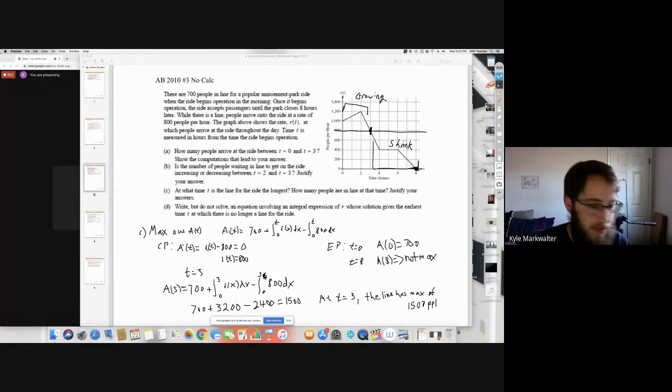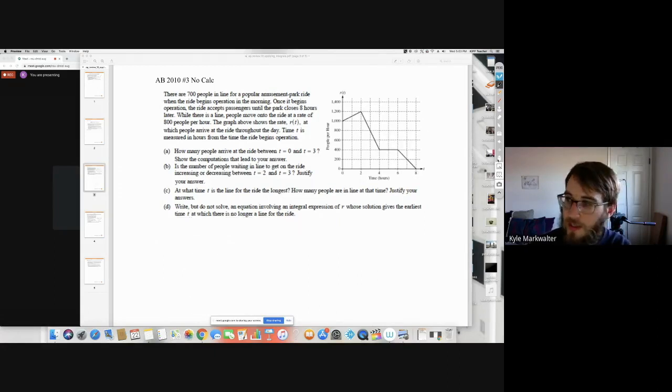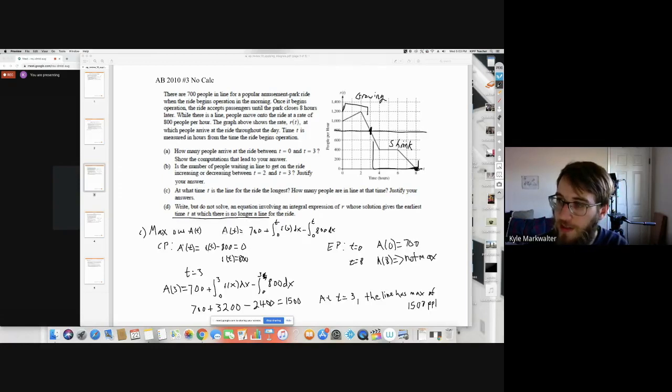And finally, write but do not solve an equation involving an integral of expression r whose solution gives the earliest time t at which there is no longer a line for the ride. Okay. We want an equation involving an integral so that there's no longer a line. This is actually really easy for us to do, right? Because we already have an equation for the people in the line.